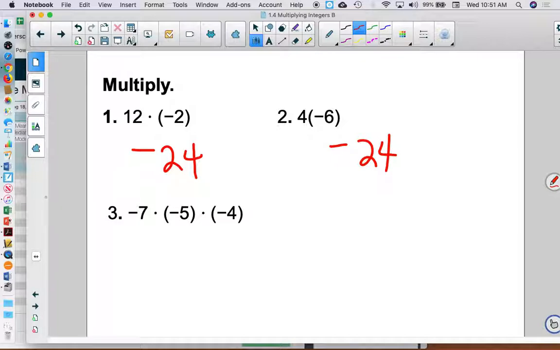Is my answer going to be positive or negative, class? Negative, good, because I have an odd number of negatives, so I know my answer has to be negative. Negative times negative is positive, times negative is negative.